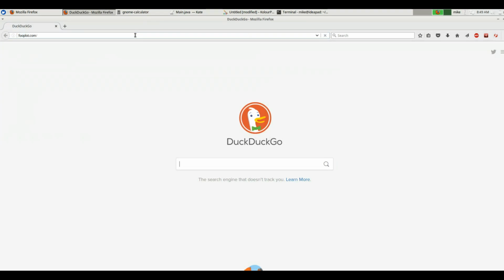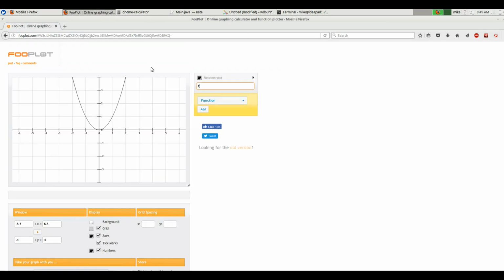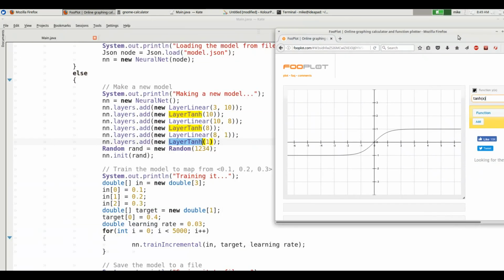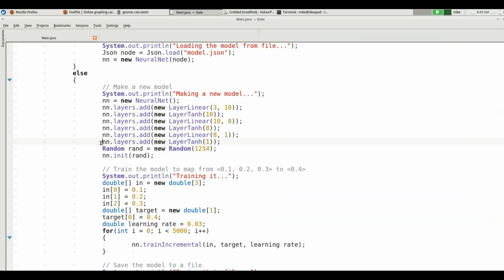If we go to some plotting function, and we say plot tanh of x, this is a plot of the hyperbolic tangent function. And as you can see, it has a range from -1 to 1. And because this last layer in the neural network is a tanh layer, every value that goes through it is going to come out squashed into that range from -1 to 1. So the question is, what if we make our neural network have the last layer be this linear layer instead of this tanh layer? Will that work?